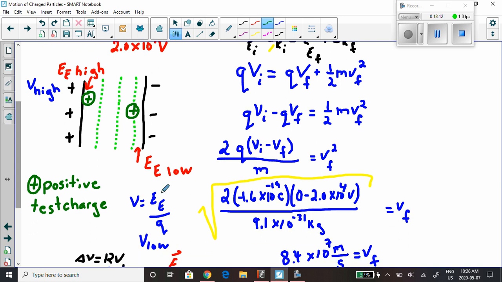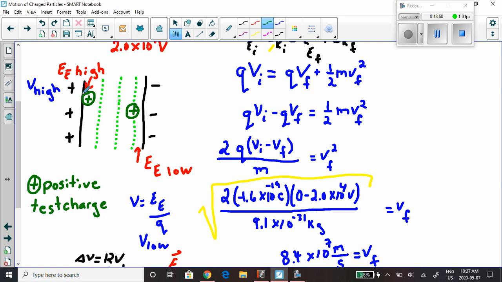Now let's take a look at the definition of voltage. Voltage is equal to electric potential energy divided by charge. So if I have a low electric potential energy and I put it into this equation, it means that along here I'll have a low voltage. Actually, right along the negative plate, it would be zero voltage. And if I put a high electric potential energy into the equation, that means I'll have a high voltage along the positive plate.